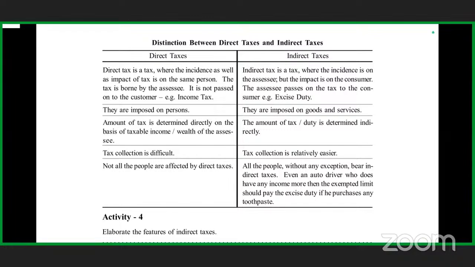For example, income tax. Whereas indirect tax is a tax where the incidence is on the consumer only. Whenever we are purchasing any product, the tax impact will be on the customer only. But how are we paying tax? Tax is passed on from one party to the final consumer, in the form of excise duty or GST. Now, direct tax is imposed on the person.